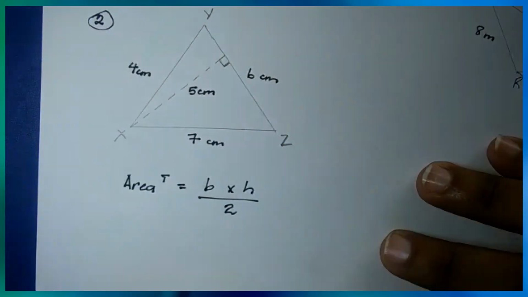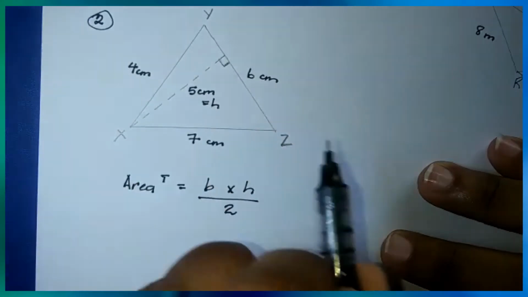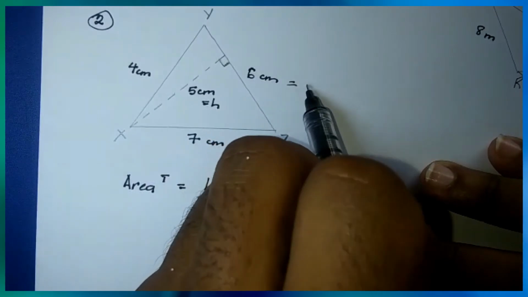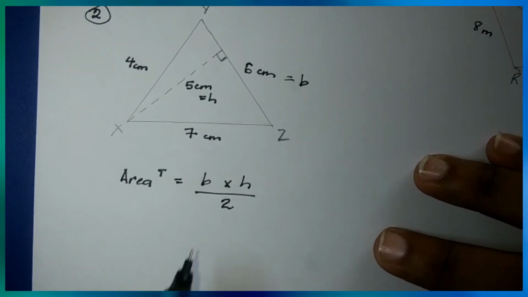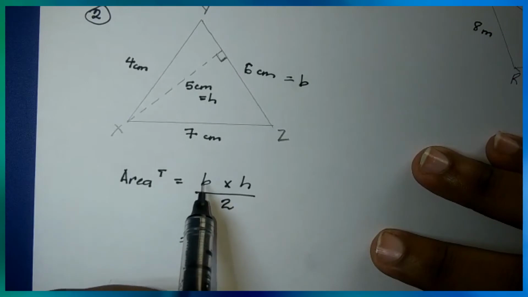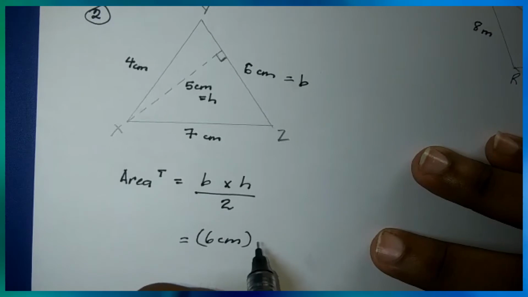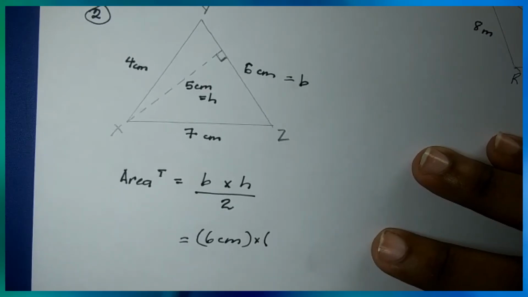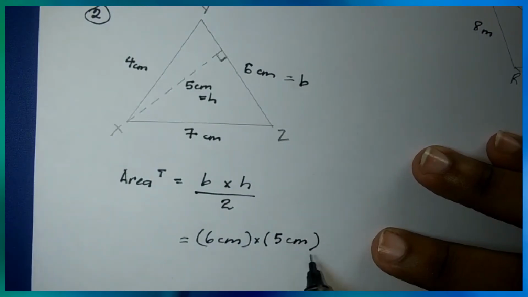So I can say let 5 be my height. 5 centimeters will be equal to my H. And my base will be equal to 6 centimeters. So what I'm going to do now is to substitute these values inside of my formula. So the B value was 6 centimeters. And I'm multiplying that by the H value, the height, which is 5 centimeters. Following the formula, putting it over 2.